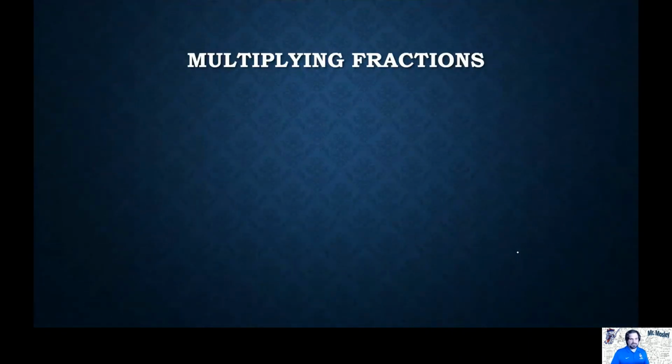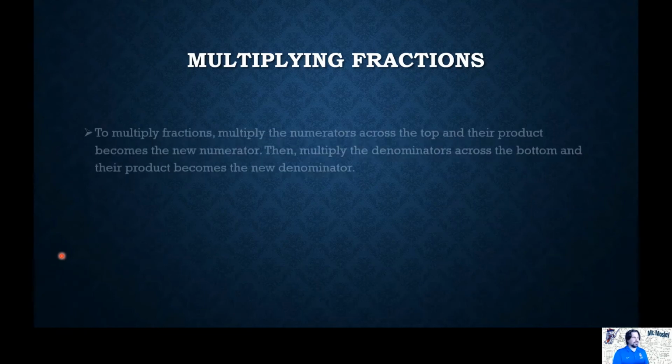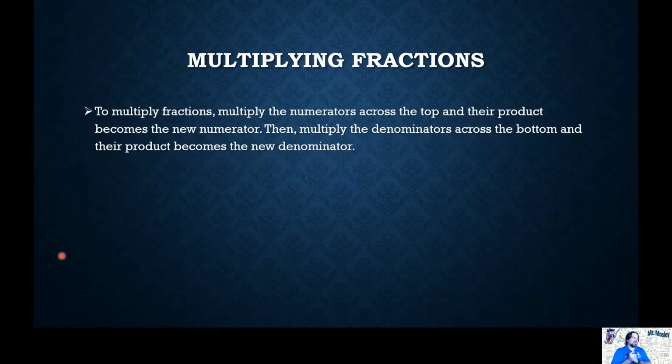And multiplying fractions, all right? So, when we multiply a fraction, you multiply the numerators across the top, and the product becomes the new numerator. Then multiply the denominators across the bottom, and the product becomes the new denominator.